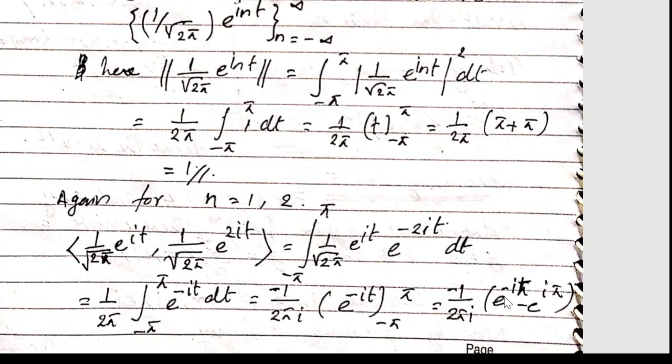That's equal to minus 1 by 2 pi i, integral of e raised to minus it is minus e raised to minus it, divided by i. So this will become minus 1 by 2 pi i into e raised to minus it between limits minus pi to pi. That's equal to minus 1 by 2 pi i into e raised to minus i pi minus e raised to i pi.